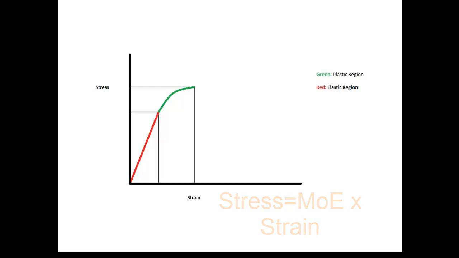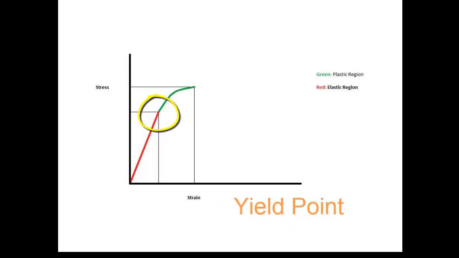The point on the graph where the deformation shifts from elastic to plastic is called the yield point. The yield strength is the stress that is required to cause a plastic deformation. By convention, we define plastic deformation as a permanent strain of over 0.2%.